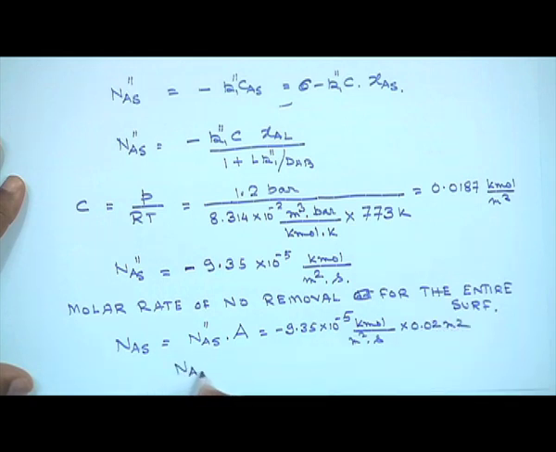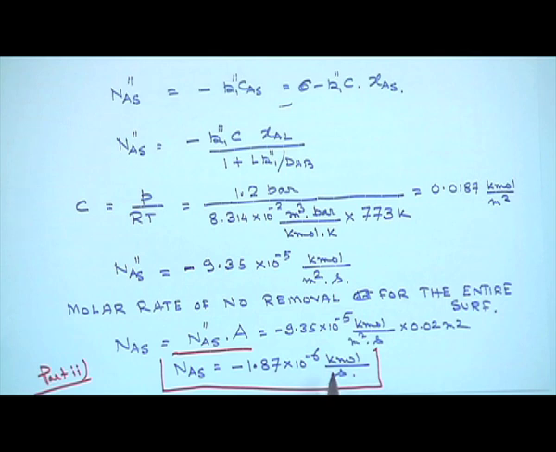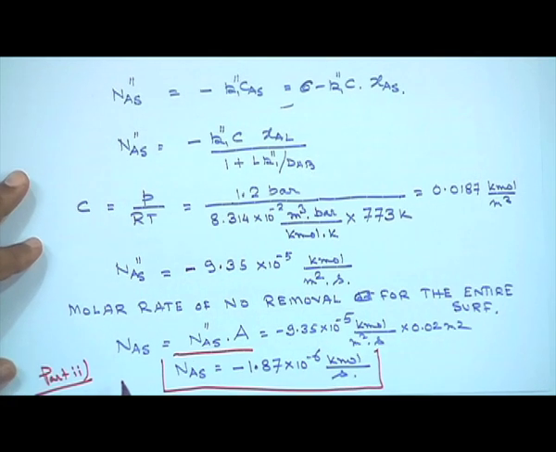So, your NAS, the flux of NO, which is also equal to the rate of conversion of NO to NO2, would turn out to be 1.87 into 10 to the power minus 6 kilomole per second. So, this is the second part of the problem, part 2 of the problem which we have written.